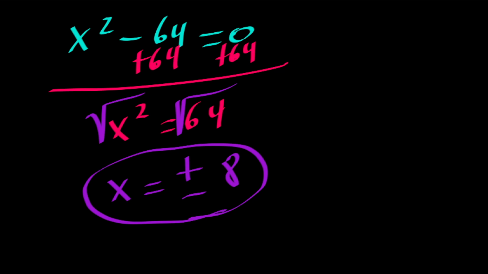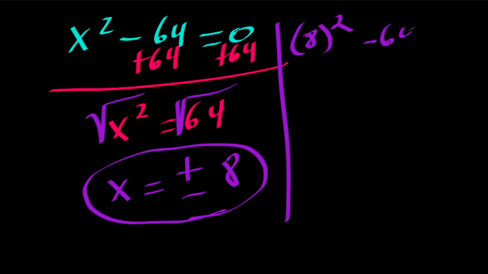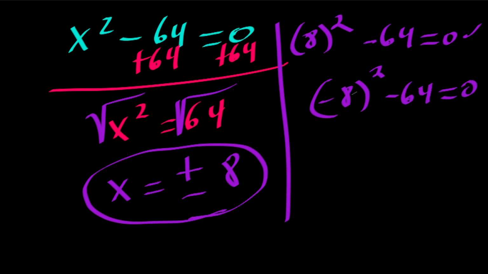All right? So we can also cover here why we need the plus or minus. Because this is x squared, let's just say I plug in x as 8. 8 squared minus 64 would equal 0, so that checks out. But the reason we need the negative is because if we're squaring something, the negative version of this answer would also work. We could say negative 8 squared minus 64. That would also be 64 minus 64, so that would check out.